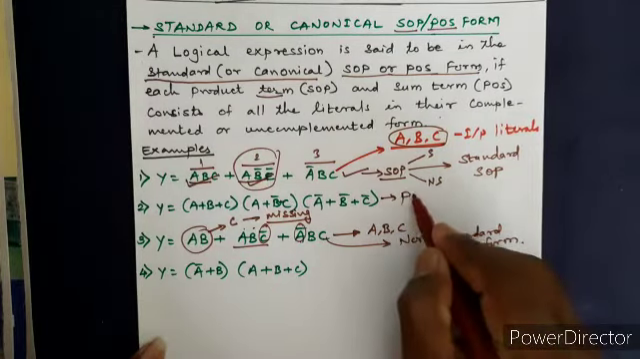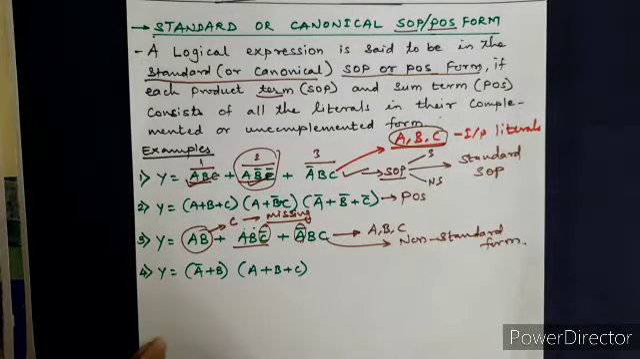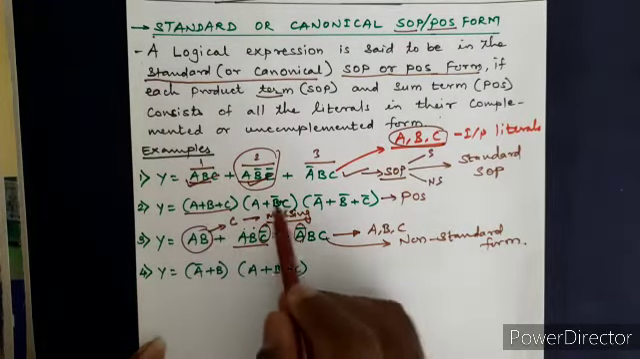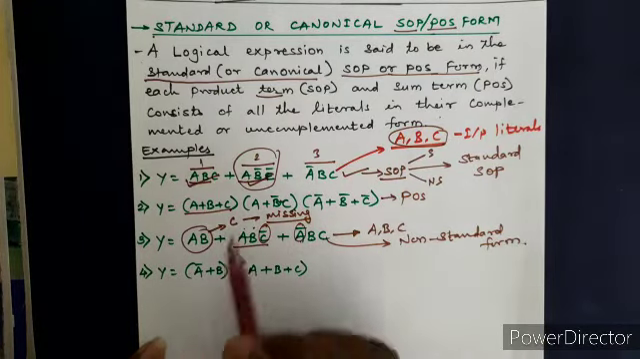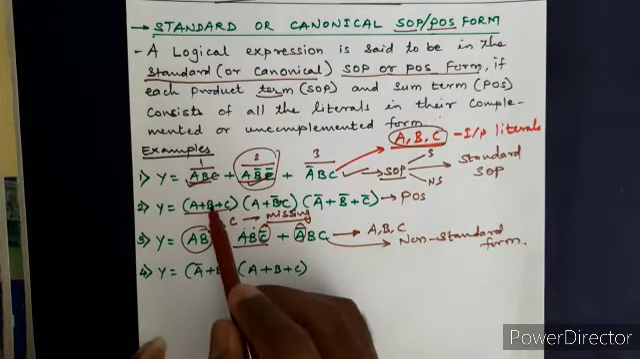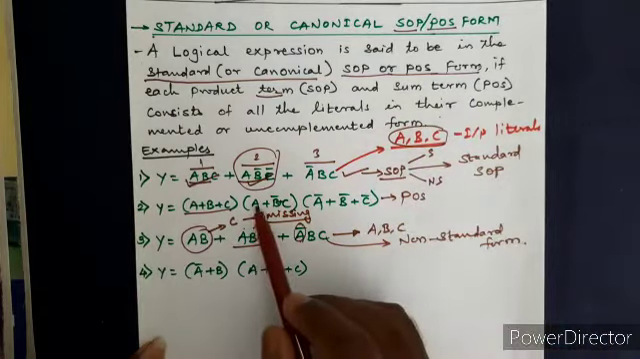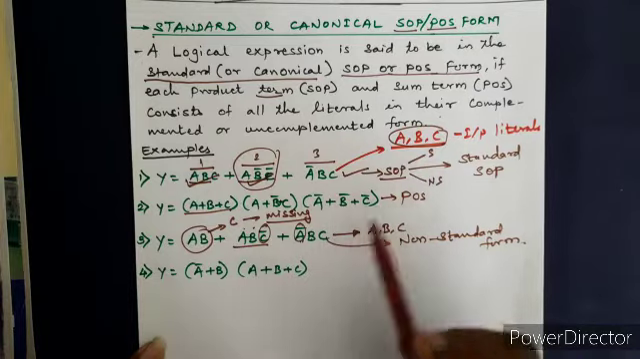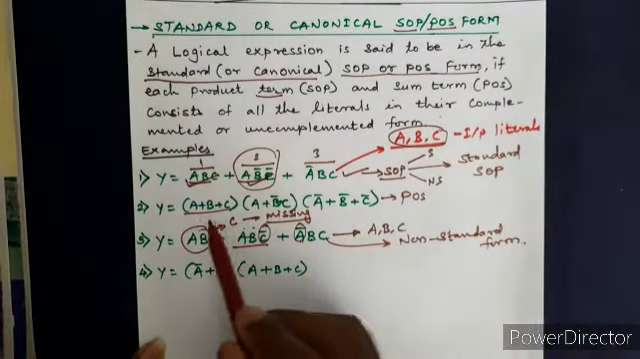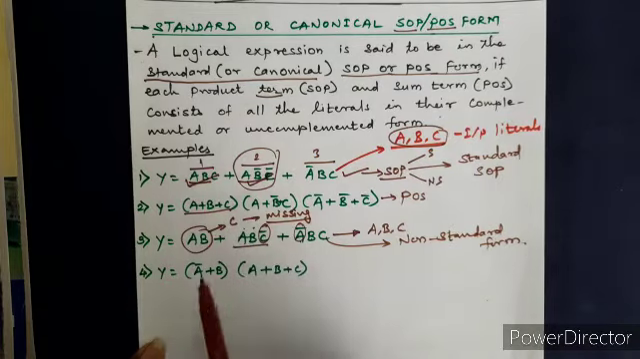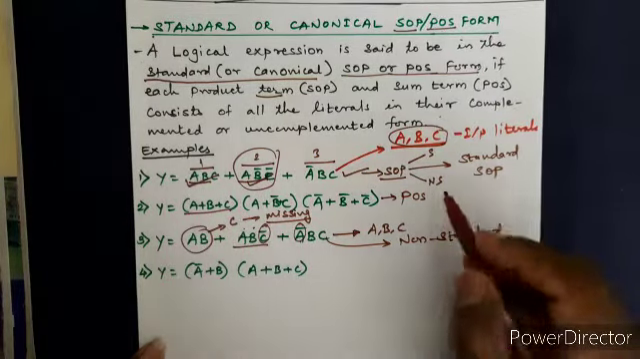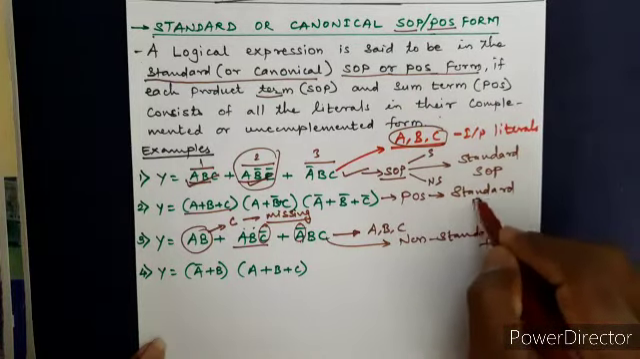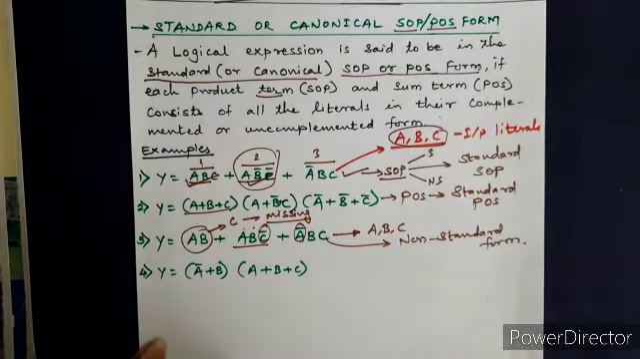Now see this equation. This is POS. Okay, so here we have, now this is one term. Here 1 2 3, we have three terms of this equation. So we have A, B and C here, right? Here we have A, B bar plus C, and here we have A bar plus B bar plus C bar. So all the literals are present here in either complemented or uncomplemented form. So this equation is also a standard POS form equation.